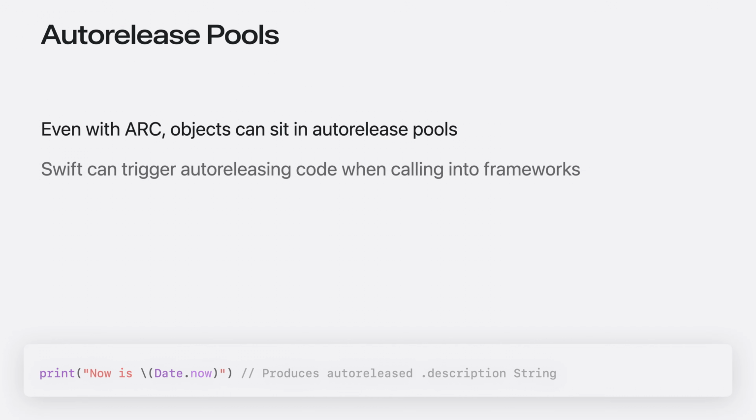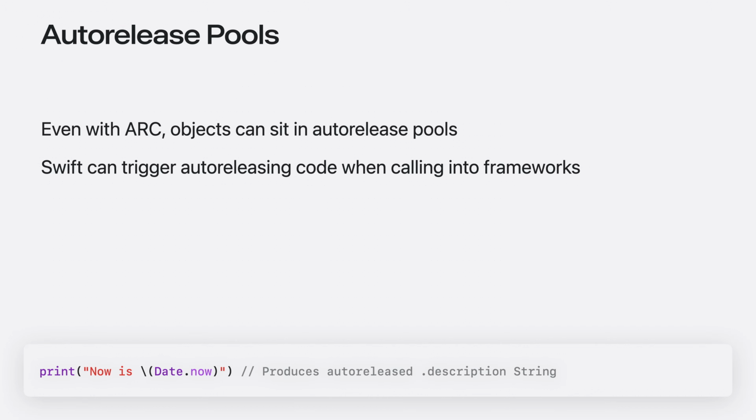Even though I'm using Swift, which has automatic reference counting, autorelease pools are a common reason for temporary memory growth. Objective-C uses these pools to extend object lifetimes for return values from functions. Autorelease pools keep these return values alive by delaying a release until later. But this also means Swift can produce autoreleased objects when it calls into frameworks that use or expose Objective-C APIs.